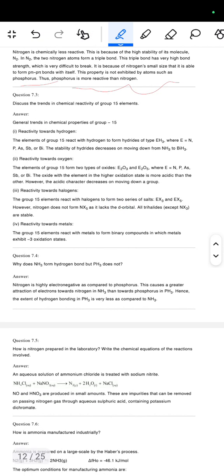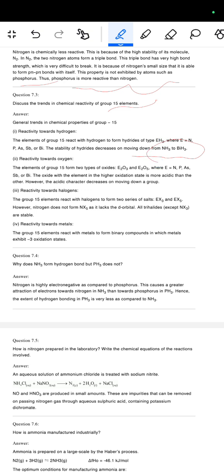Discuss the trends in the chemical reactivity of the group 15 elements. The general trends in the chemical reactivity of group 15 में आता है reactivity towards hydrogen. The elements of group 15 react with hydrogen to form hydrides of the type EH3, where E होता है N, फिर phosphorus, As, Sb और Bi होता है. The stability of the hydrides decreases on moving from NH3 to BiH3.